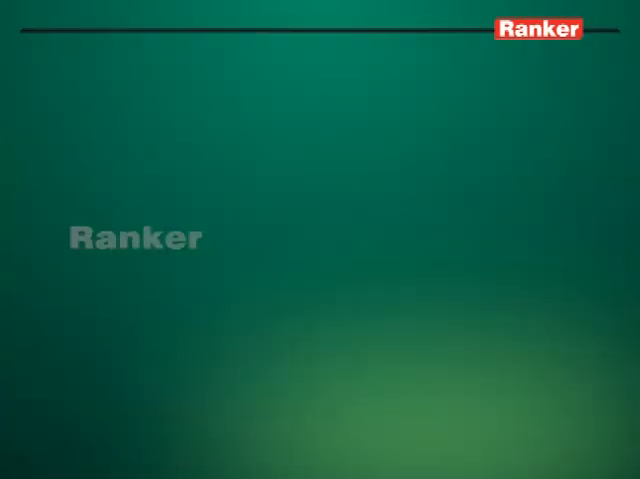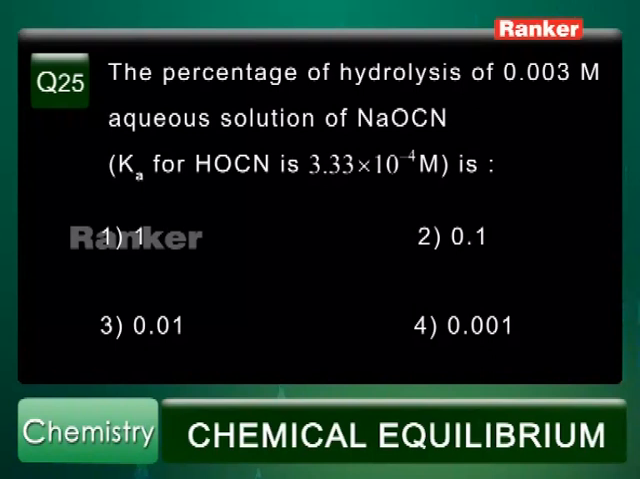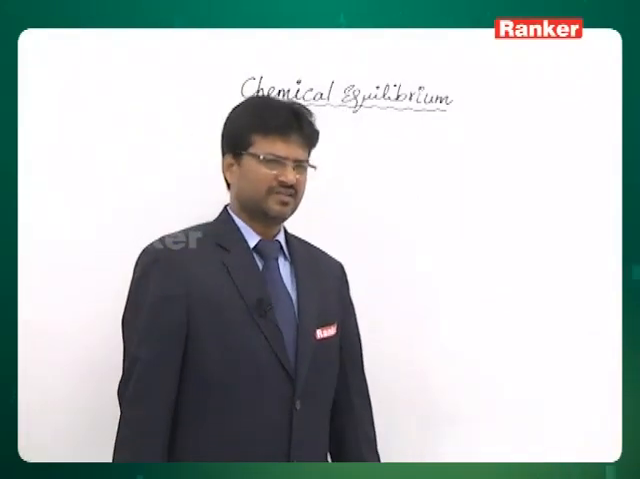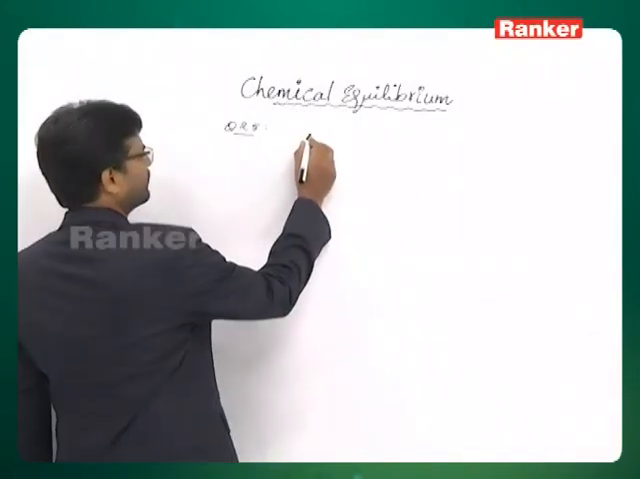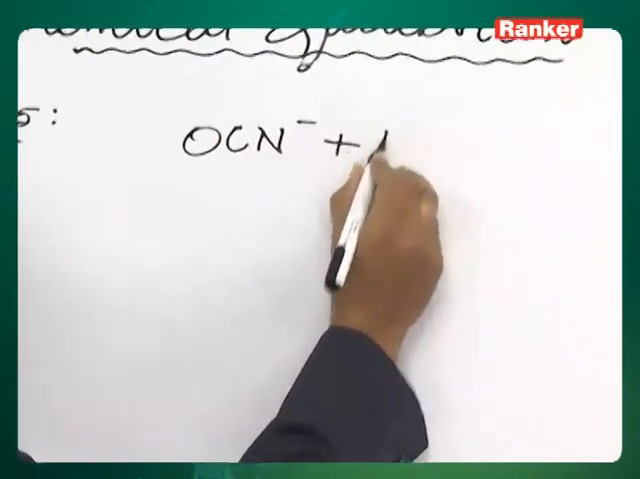Question number 25. The percentage of hydrolysis of 0.003 molar aqueous solution of NaOCN is? Ka of HOCN is given as 3.33 into 10 raised to minus 4. Let's try to find out. This is based on salt hydrolysis. The salt is NaOCN. So OCN minus reacts with water.